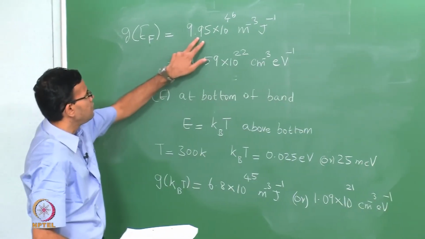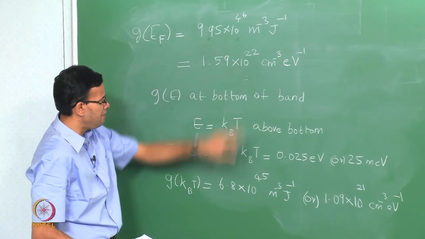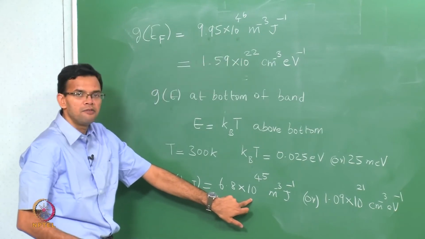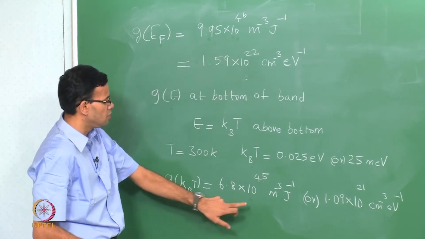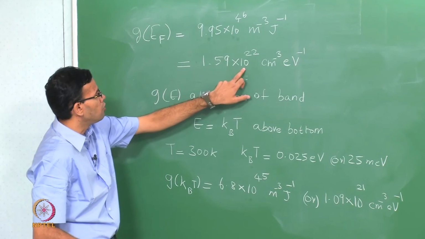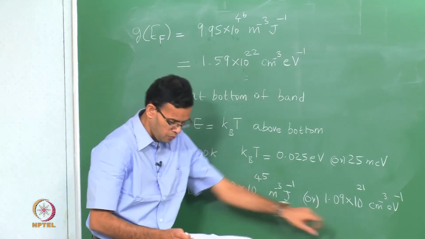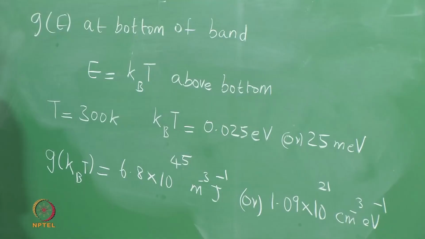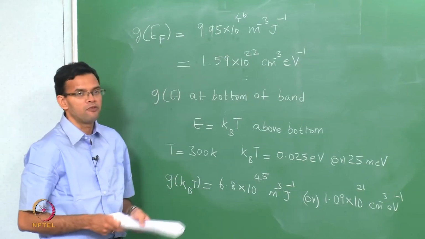So these are the values at the top of the band. It's around 10 to the 46, but even at the bottom of the band the difference is only 10 orders of magnitude. This is 46, this is 45, or if you want in terms of electron volts, this is 22, this is 21. So now we need to know how many available states there are from the bottom of the band up to EF, which is the top of the band.